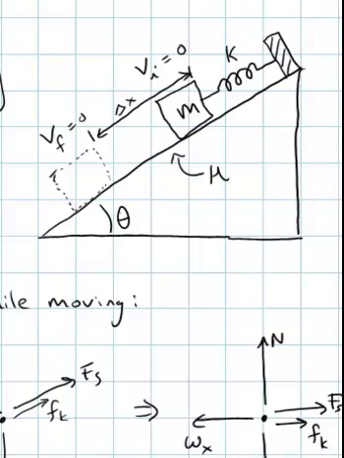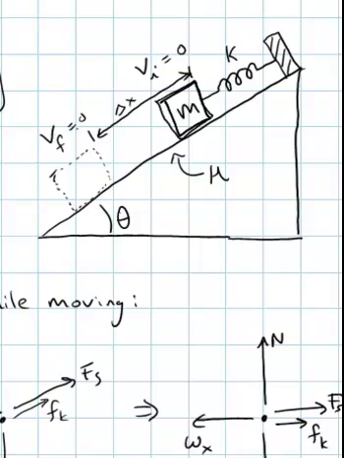In the initial state, you'll see the mass is already drawn in, and the V initial is equal to 0, and it slides down the incline some distance delta x, and I've got a dashed box here for where it comes to rest. Again, V final equals 0.